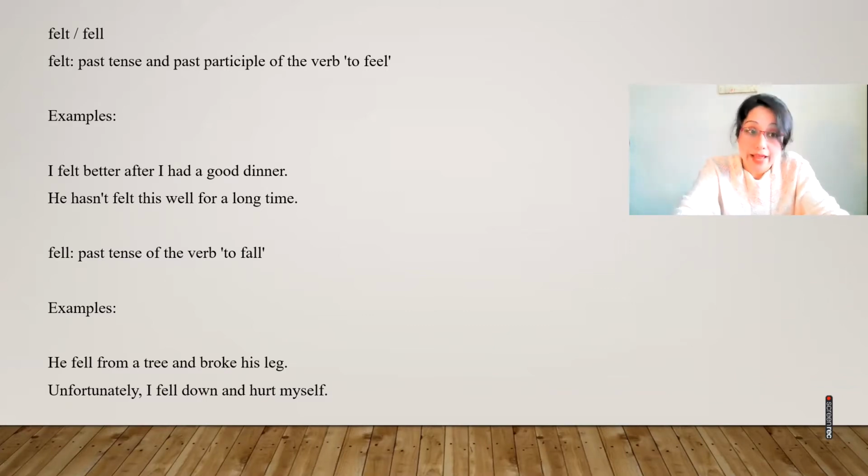And then you have fell, which is again a verb, but this one is the past of to fall. Okay, so he fell from a tree and broke his leg. Too bad. Unfortunately, I fell down and hurt myself. All right, so fell means to fall. That's the past of fall. And felt is the past of to feel. Okay, so do not confuse them now.